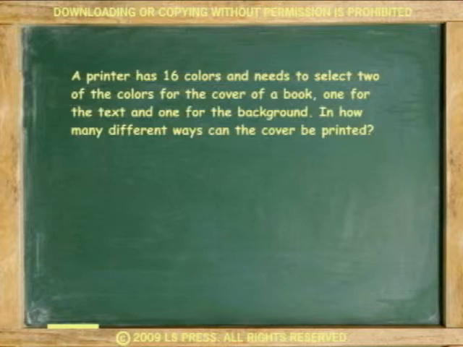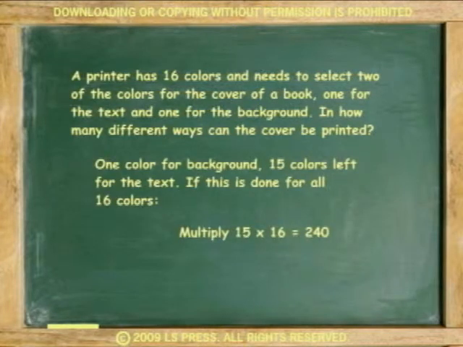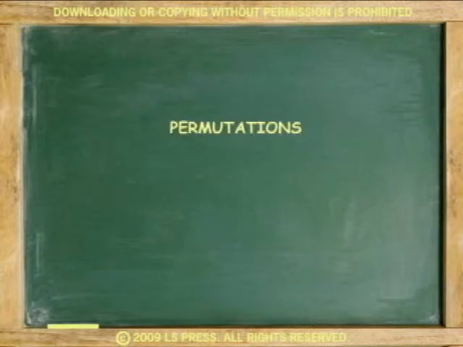When the printer selects one color for background, there are 15 colors left for the text. If this is done for all 16 colors, each of the 16 colors with 15 other selections, then 16 times 15 equals 240 possibilities. Now to permutations.